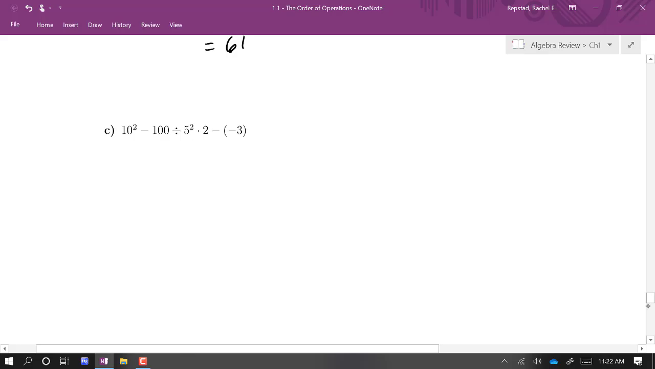All right, here's another one. Again, we can see we have a set of parentheses at the end, but there's nothing happening inside. It's just kind of housing that number. So there's nothing to do there. So we're going to focus on the exponents first. So I've got 10 squared, which is 100.